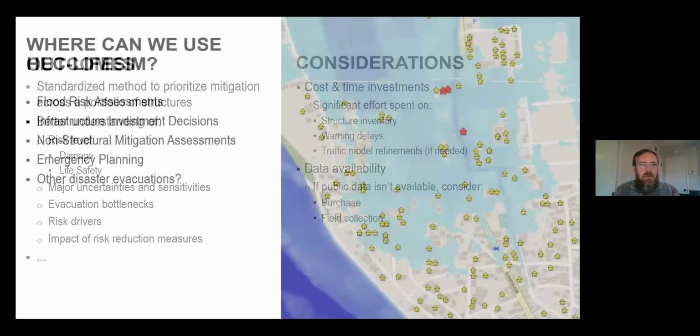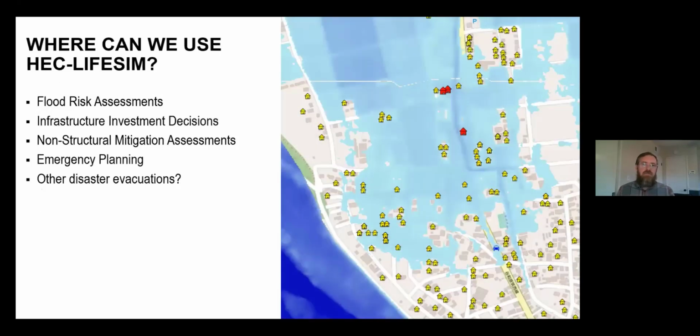Where can we use LifeSim? I'm sure you guys have lots of options out there and things you've thought about that I have not considered, but here's a few that I'm thinking of. Where I've used it in the past is flood risk assessments for dam and levee safety, making decisions about infrastructure investment, so mitigating risk, in both structural investment, but also non-structural. So you could consider the impact of public education and outreach, for example. And that becomes really important for emergency management planning.